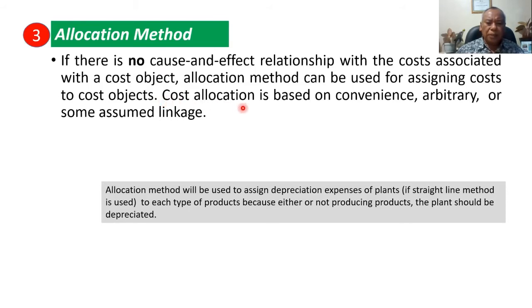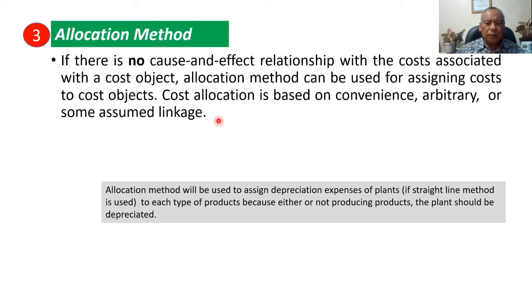So cost allocation, because there is no causal relationship, actually there is no driver to assign the costs to the cost object. Because there are no cost drivers, if you want to assign this cost to the cost object, we just use a convenient or arbitrary or just assumed linkage.